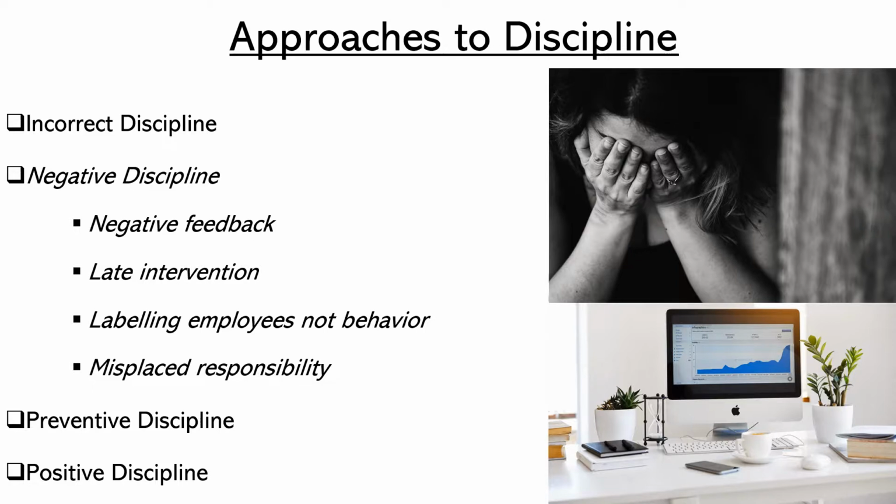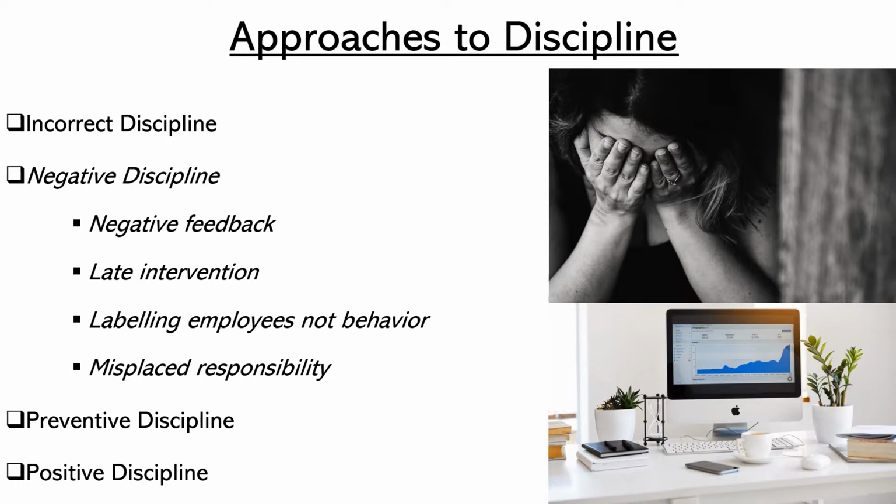So let's say, for example, a manager knows that his subordinates are coming late to office on a daily basis, and he is ignoring that. He is not considering it at all. But when the problem reaches the management, and the productivity of that particular unit has decreased and he is being questioned, then he will start blaming subordinates for coming late to work. That is late intervention. Next one, labeling employees and not their behavior.